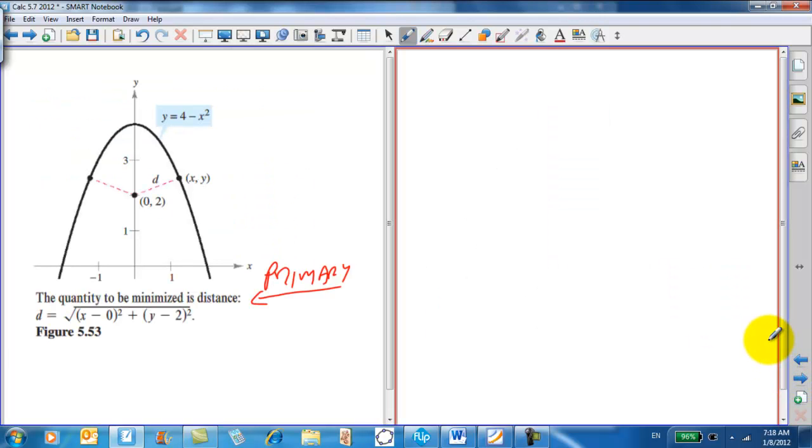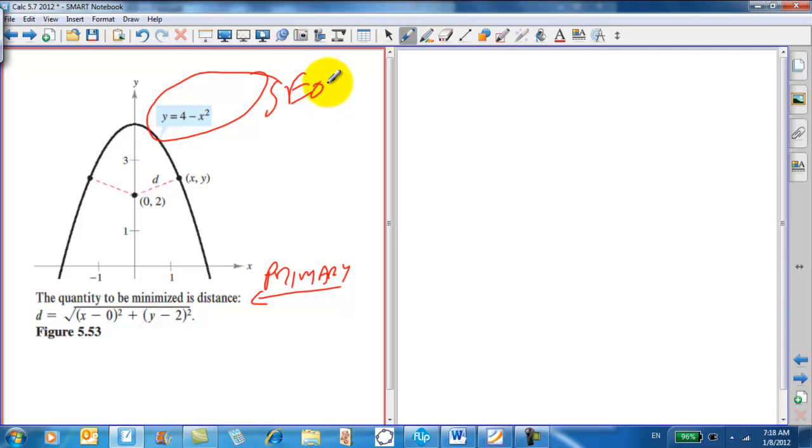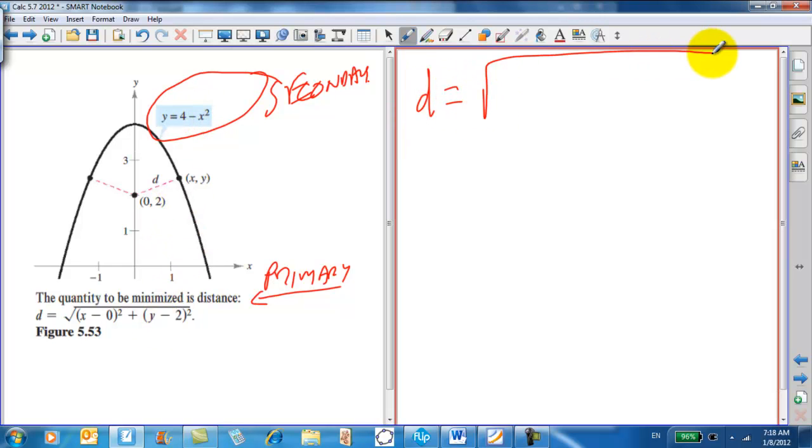Well, what do we have available to get rid of this? What could be our secondary equation? Yep, I think you're looking at it. There's your secondary equation. Because we can use that to get rid of one of the variables. We can replace y with 4 minus x squared. So d equals the square root of x squared plus y, which is 4 minus x squared, minus 2, all of that squared.